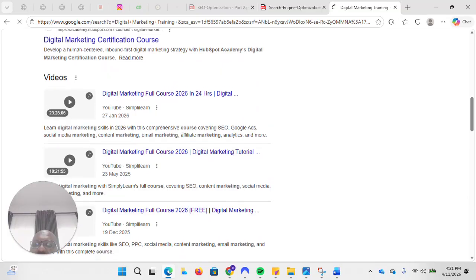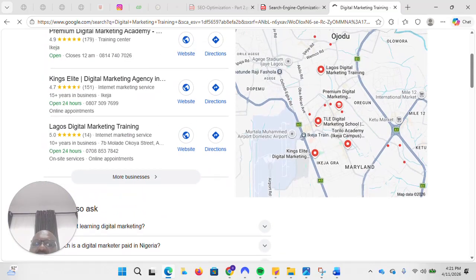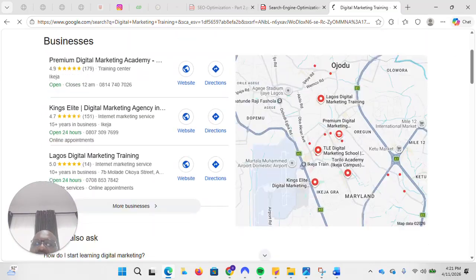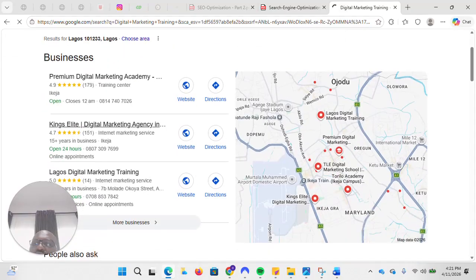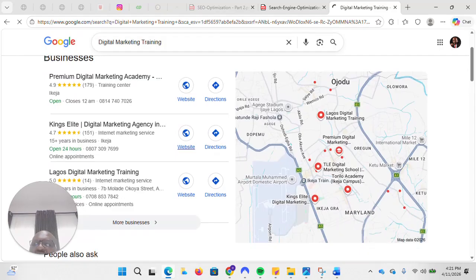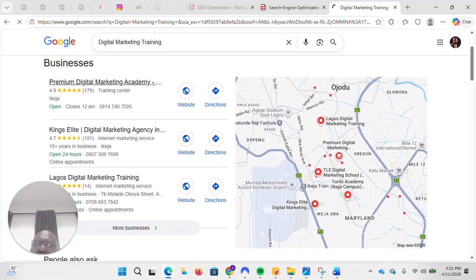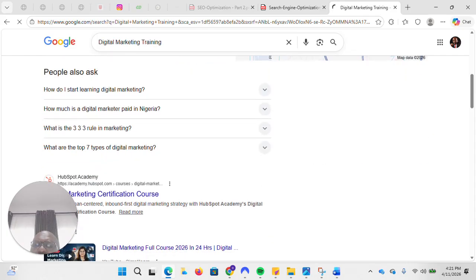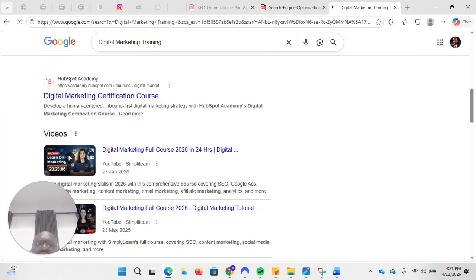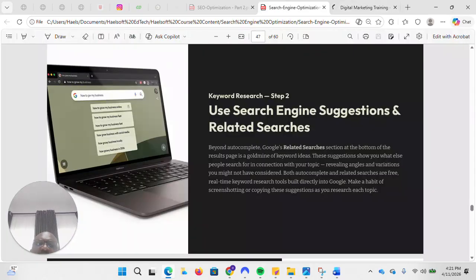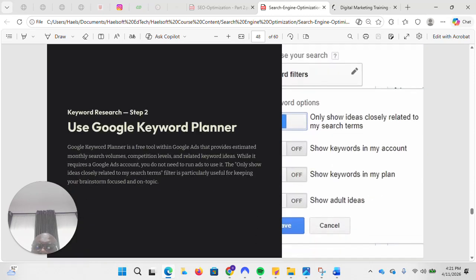And if you look here very well, you notice that there are different brands. These are brands showing on Google Maps. This section here is called Google My Business. Google My Business helps your business rank on Google search and also on Google Maps. So it's extremely important that you do your research very well before proceeding to develop your content plan.